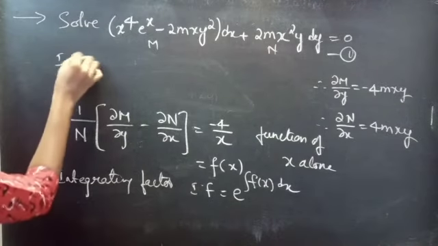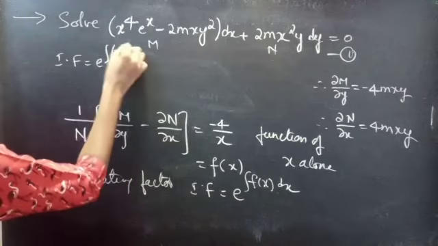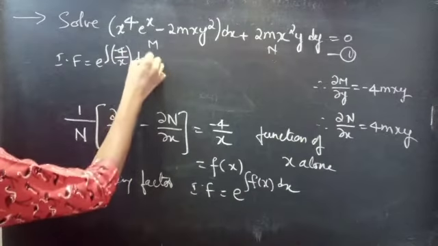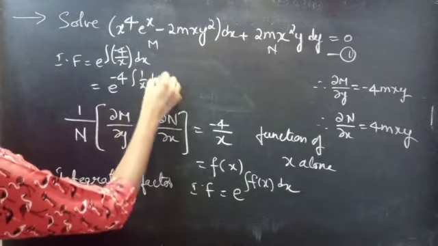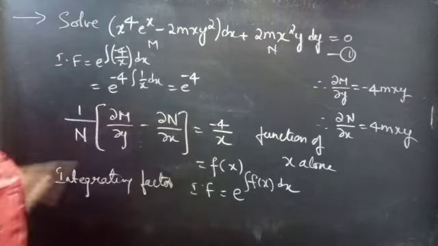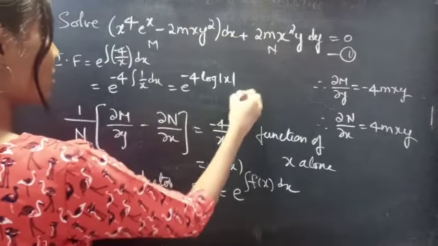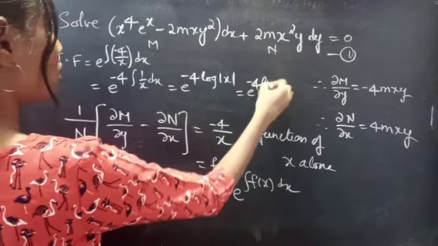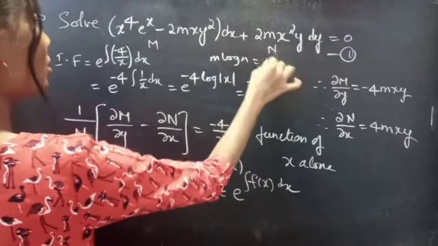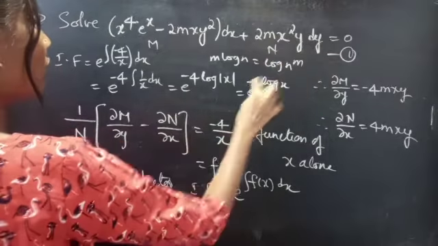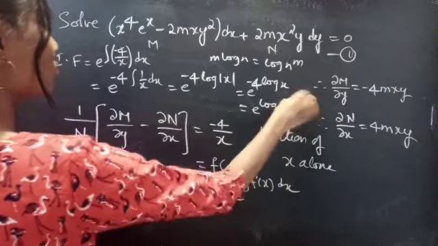Integrating factor equals e power integral f of x dx. For f of x equal to minus 4 by x, this is e power minus 4 into integral 1 by x dx, which equals e power minus 4 into log mod x, since integral 1 by x dx is log mod x. So you can write this as e power minus 4 log x. Since we know that m log n can be written as log n power m, you can write minus 4 log x as log x power minus 4.